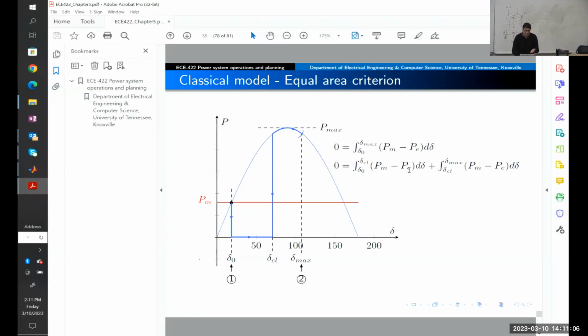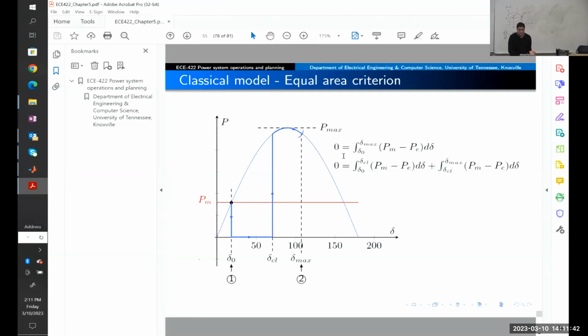As a matter of fact, PE is 0, so this is going to be positive. But in this case, as you can see in this plot, PE will be larger than PM. So this part is known as the integral when the accelerating power is positive, or when we have the short circuit. The machine will speed up some. But when we clear the fault, what we expect is that the accelerating power is negative and the machine will be decelerating.